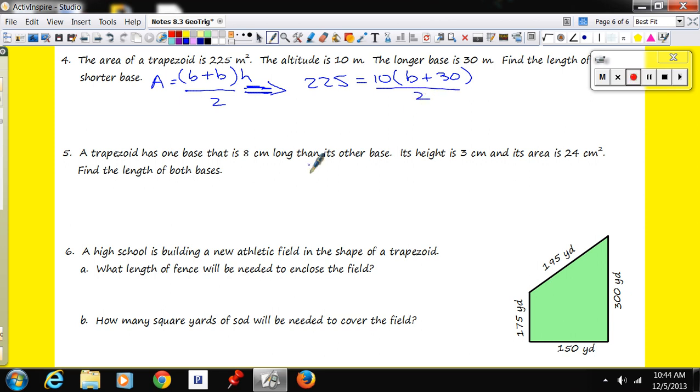All I have to do now is solve for B, because I have my other base. What's the first step? Multiply both sides by 2. That's going to cancel out those 2's, and they're gone. Multiply 2 times 225 and get 450. I would distribute the 10 right now, so you don't have to worry about bringing it down. You'll have 10B plus 300. Subtract your 300.